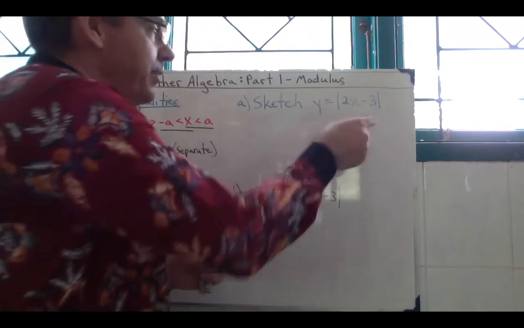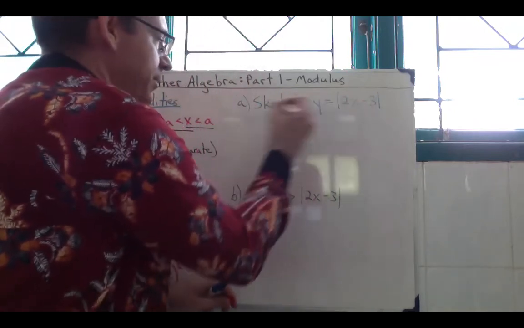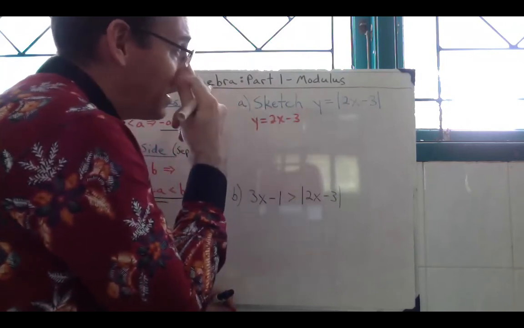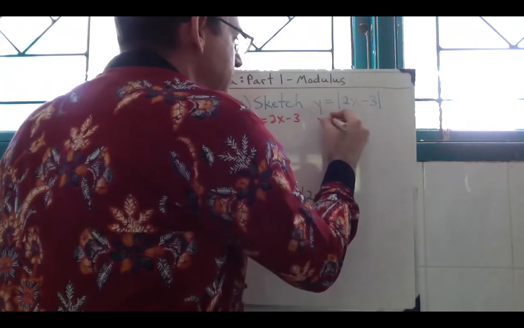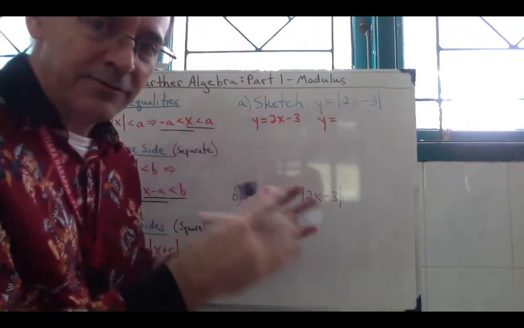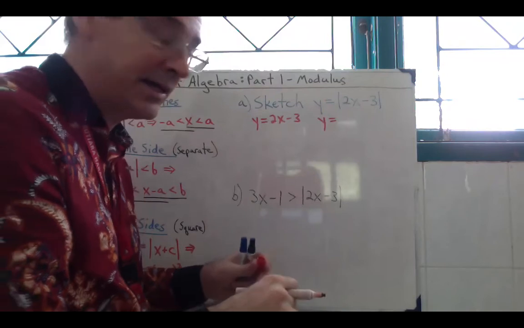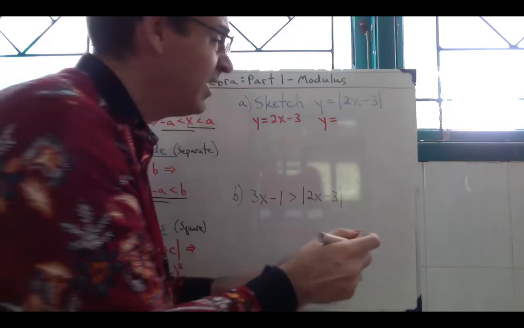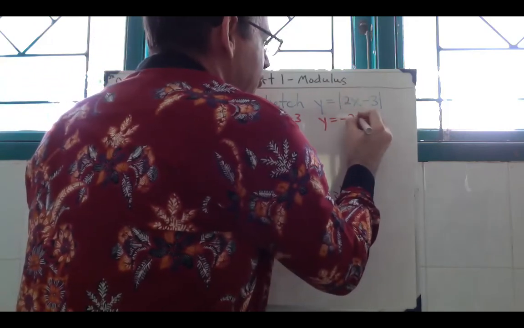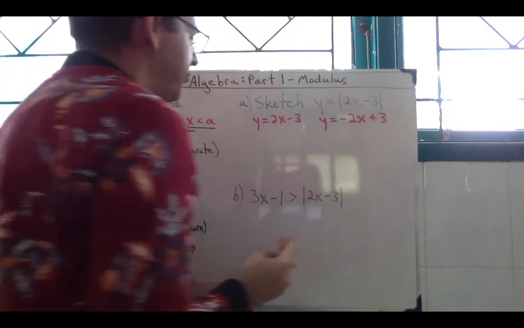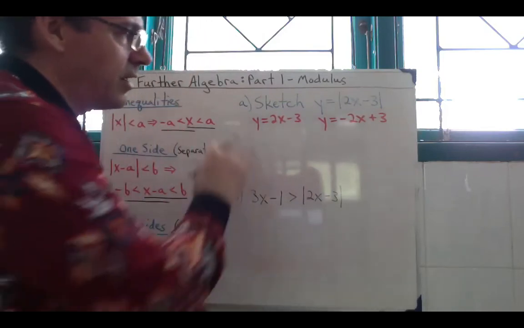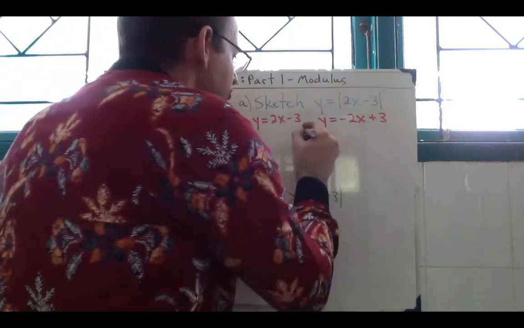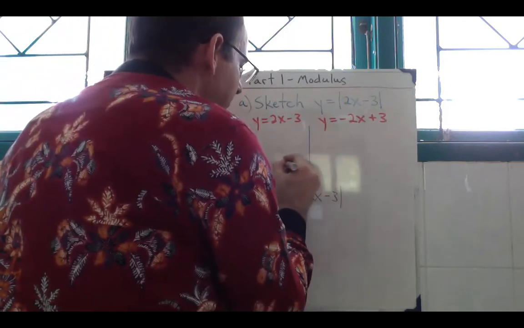We will split it up into the 2 parts. The positive part is y equals 2x minus 3, and then the negative part, y equals... you don't have to worry about flipping it because it's an equal sign, not an inequality. But you do have to remember to distribute the negative on the other side. So you get negative 2x plus 3. Okay, so these are our 2 different graphs. We're going to draw them on 1 graph paper here.